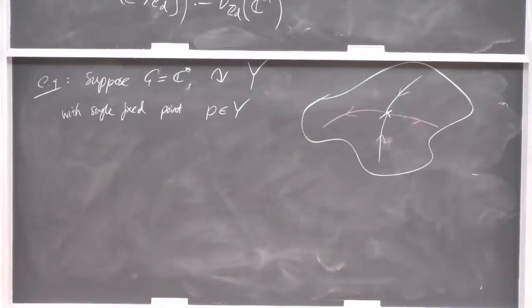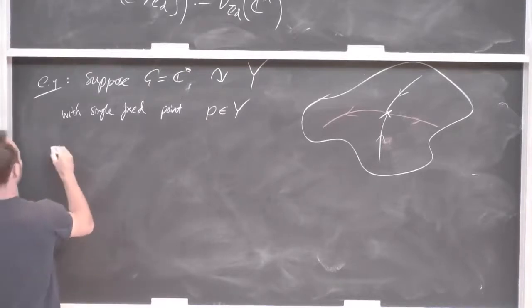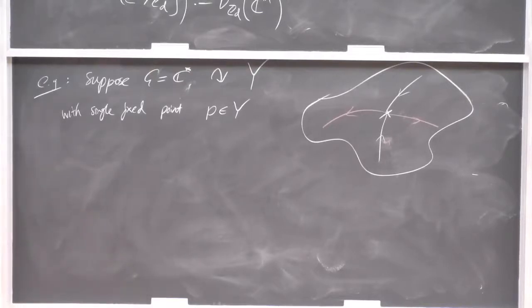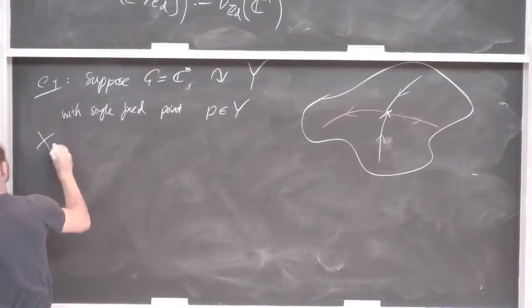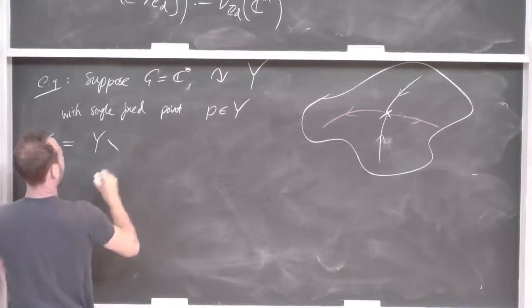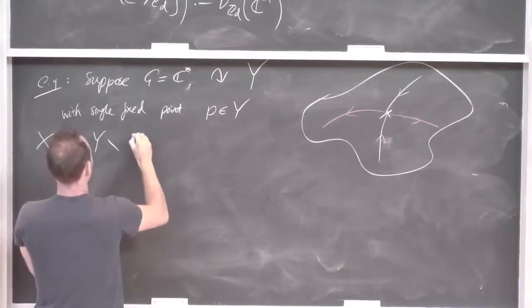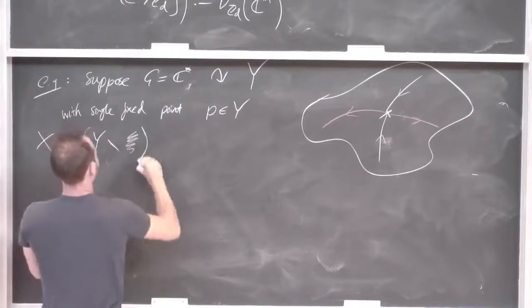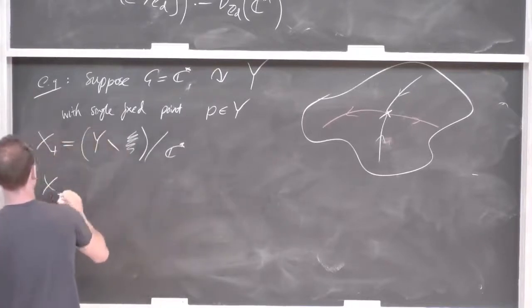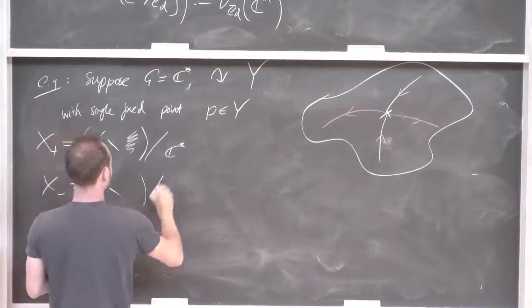And if you think about all our GIT examples, they're all of this form, right? We had the incoming weights and the outgoing weights. And those were the bits we threw away. And that's how GIT works. This is what you have to throw away. So there are two quotients in this situation. One of them is throw away the purple, and the other one is throw away the red. Okay? So X plus is given by Y minus the purple, mod C star, and X minus is given by Y minus the red, mod C star.